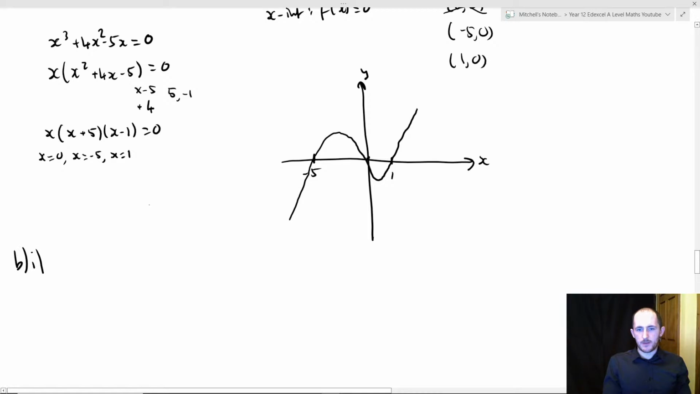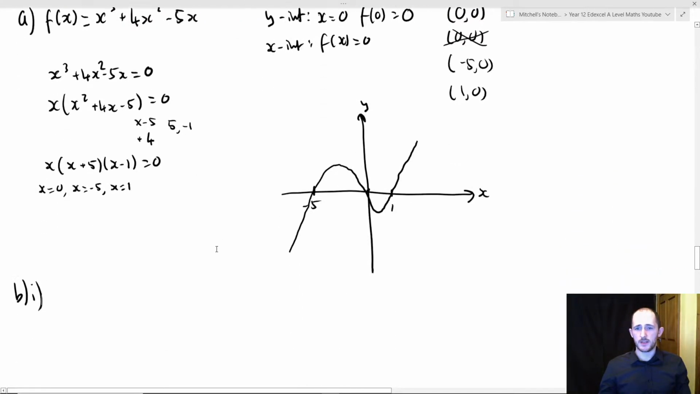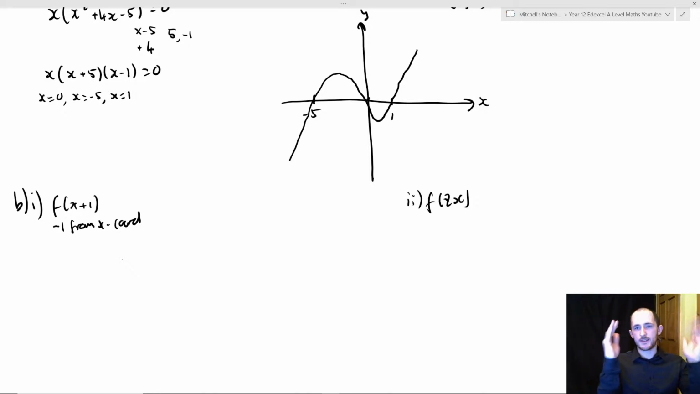Then for part B, part I, showing the coordinates of the points of intersection with the coordinate axes, sketch on separate diagrams, f of x plus 1 and 2x. Okay, so again, let's think about what we're doing here. We're subtracting 1 from x coords. So if we have a look at all our values, all we're going to do is move everything to the left. So that's not really too tricky to do.